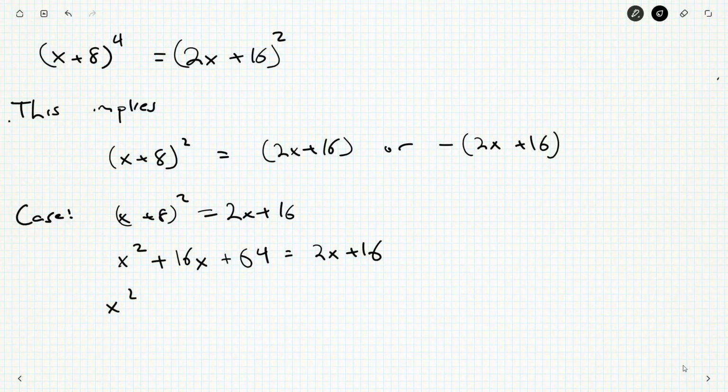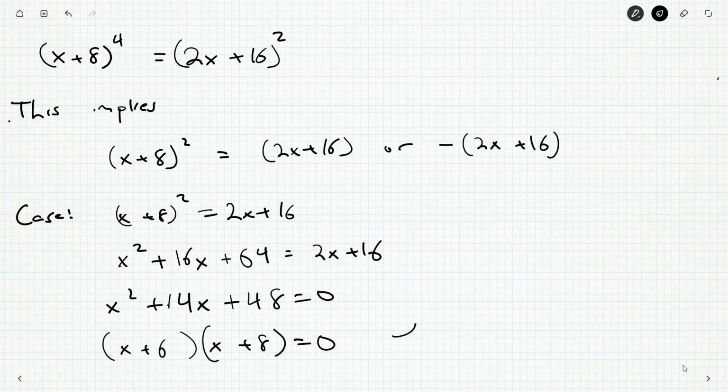Rearrange this, x^2 + 14x + 48 is equal to 0, and now I have to ask myself, can I factor this? Do I need to use the quadratic formula? I think we should be able to factor this. 6 and 8 will work just fine. Okay. So x equals negative 6, x equals negative 8. Okay, so there we go. That's two solutions. That's one case dealt with. What about the other case?